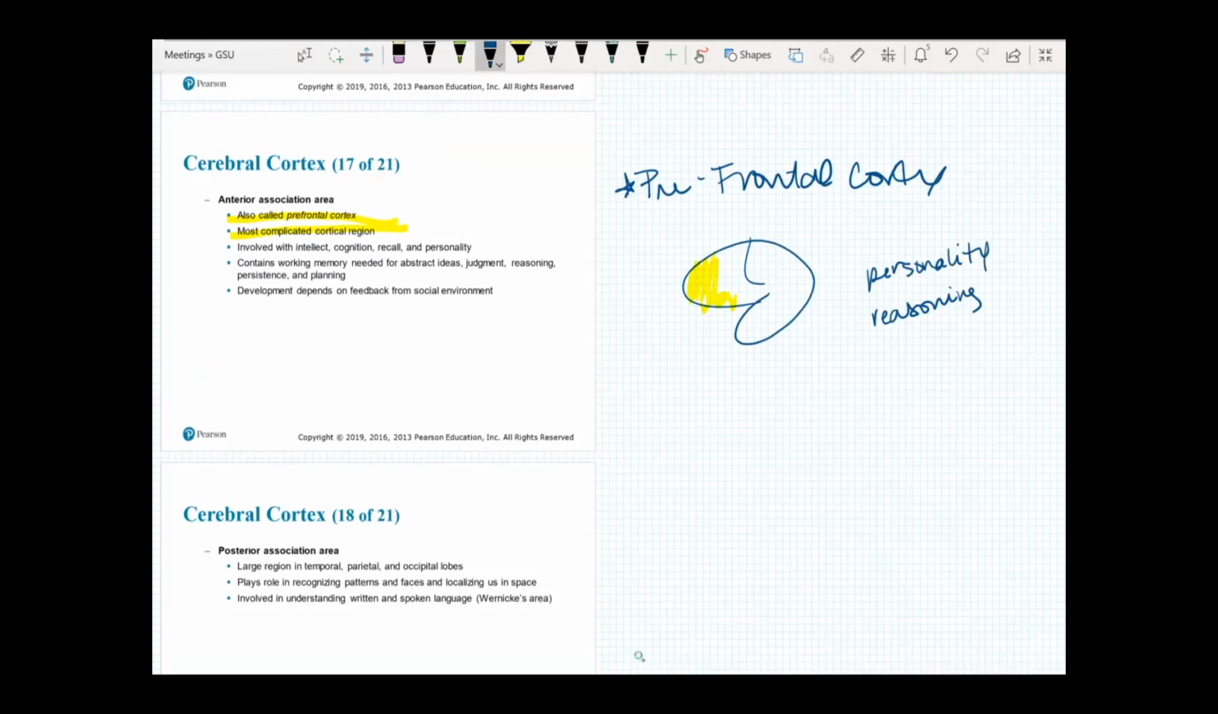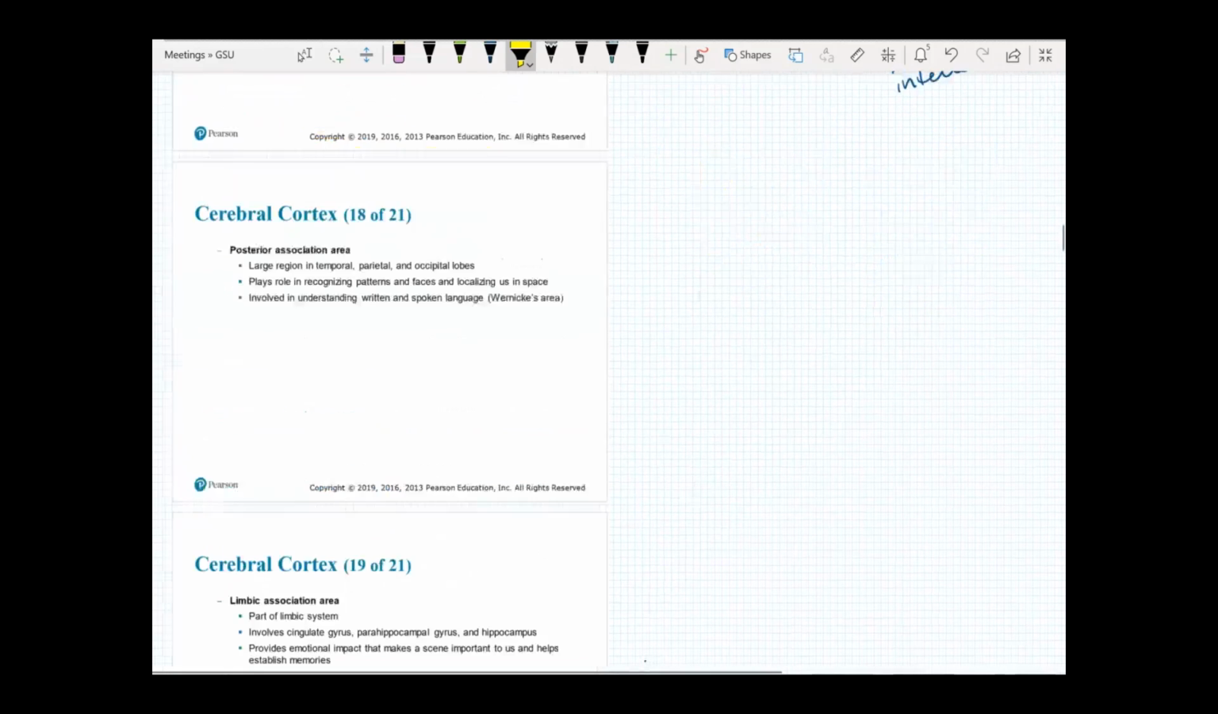our logic, everything that makes us higher level humans, where we have the ability to think through things, process, and provide organized output, is going to be found in this prefrontal cortex. It's also responsible for higher level thinking, things such as memory, working memory, abstract ideas, being able to do judgment, plan your environment, all of those things. Prefrontal cortex or anterior association.